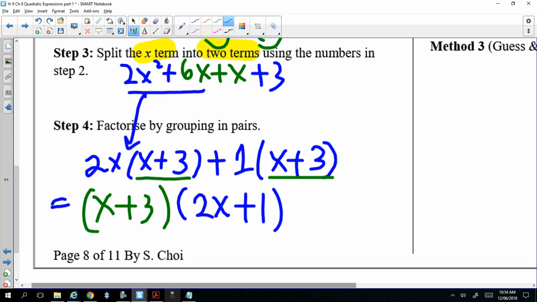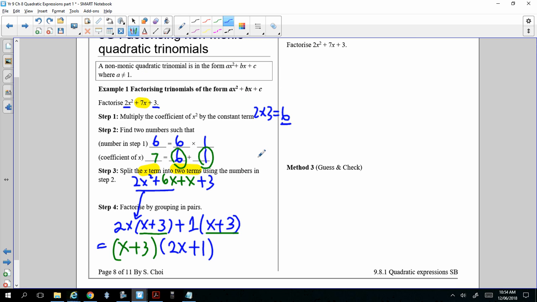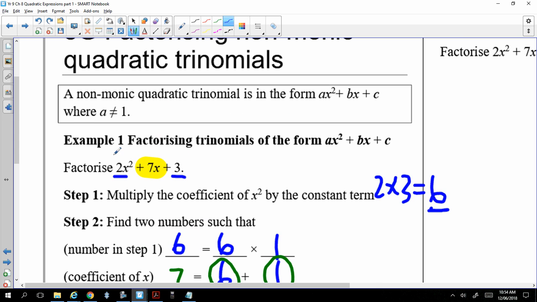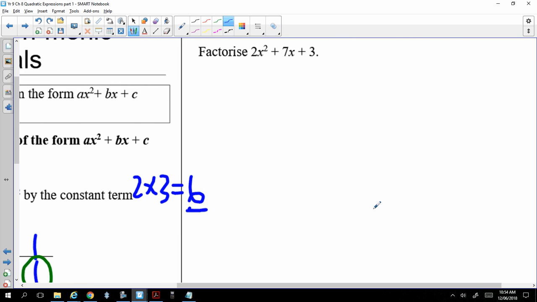I will show you the other method, which you may prefer, which can be a little bit shorter. I'm going to do the same question using the second method. There's also a guess and check method available. Let's try another one. We're going to do this again with method 2.